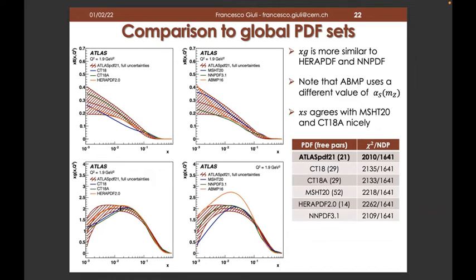As regards the gluon, we are more similar to ERA PDF 2.0 than to LPDF 2.0. This can be explained by the fact that we don't have so much ATLAS data in our fit. But last but not least, I would also like to draw your attention to the fact that as soon as CT18 and MSHT include the ATLAS WZ data, we have a nice agreement for the s-bar distribution over the whole expected x range.